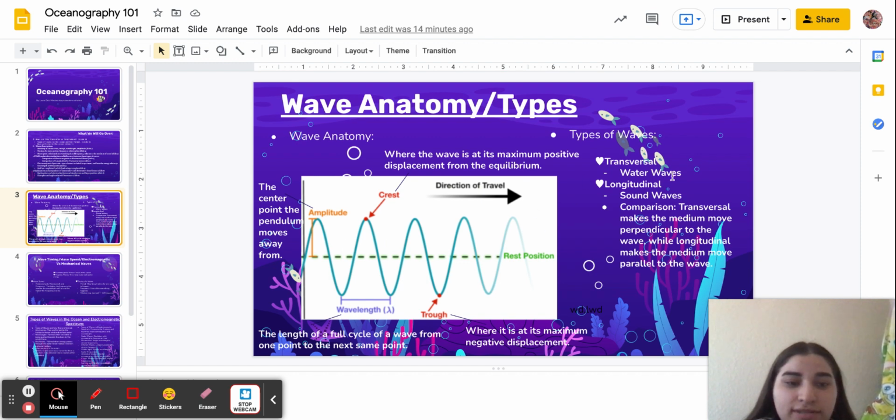The types of waves that there are: transversal, and transversal there's like water waves, and there's longitudinal. Those have like sound waves, and the comparison is that transversal makes the medium move perpendicular, so like that way, and the longitudinal makes it move parallel, so like that way, parallel direction of the wave.